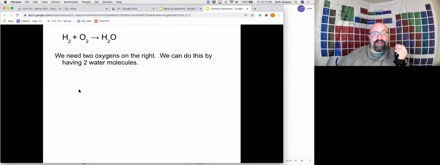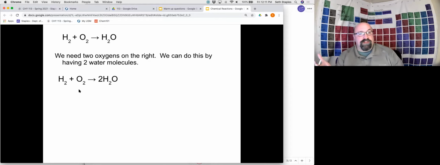And so we know that we need to have 2 oxygen atoms on the right-hand side of our molecule. We need to have 2 oxygen atoms for our products. The way we're going to accomplish that is by saying that we create 2 entire water molecules. Now I have 2 oxygen atoms because I have 2 H2Os.